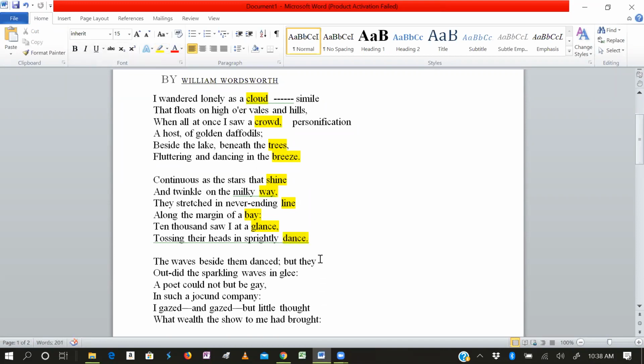And they and gay, again the same sounds. If someone asks in the examination to find the rhyming words, what you will do is find the same sounds. Glee, company, thought, brought. One minute is left for the class, so we'll finish within the time.